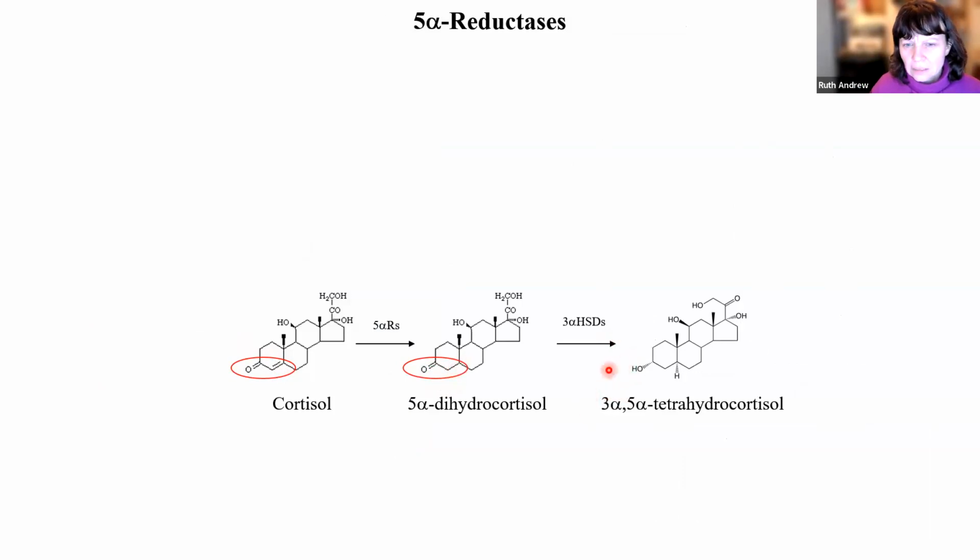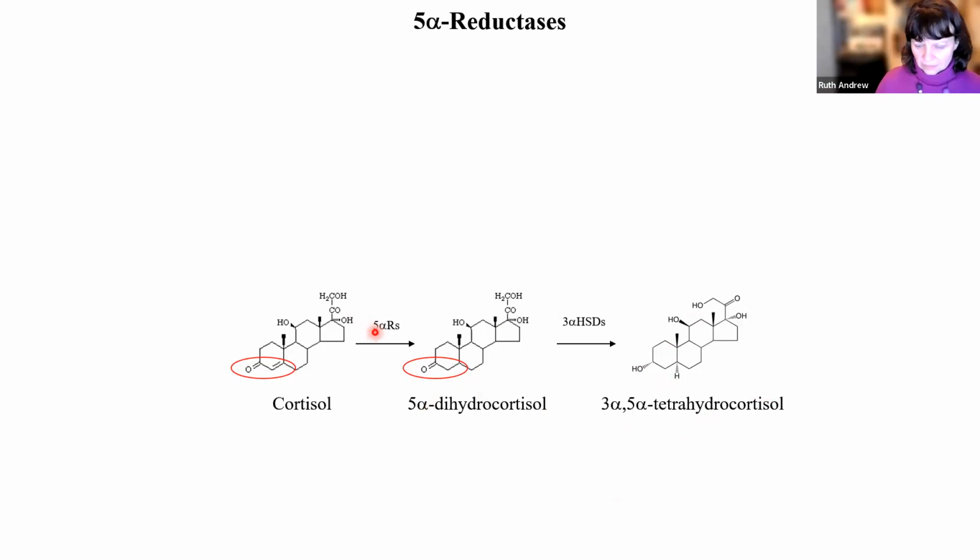And also we can then carry on with 3-alpha HSDs to form the hydroxyl at this point. So the actual intermediate here is only very transient, usually found in this tetrahedral form. These are quite similar enzymes to those we find in bile acid analysis, for example, although it's more the 5-beta form you tend to find in that setting.